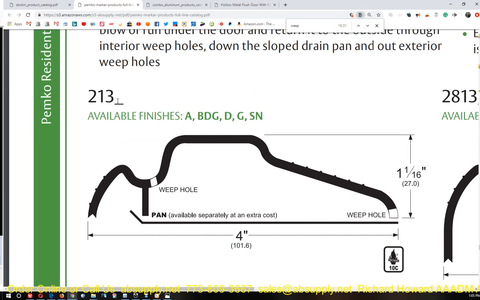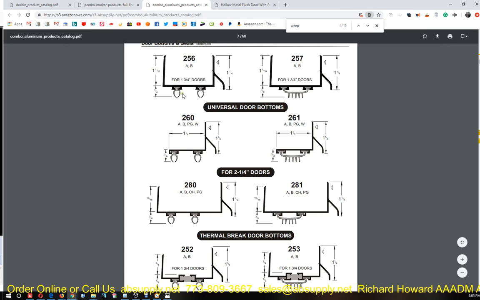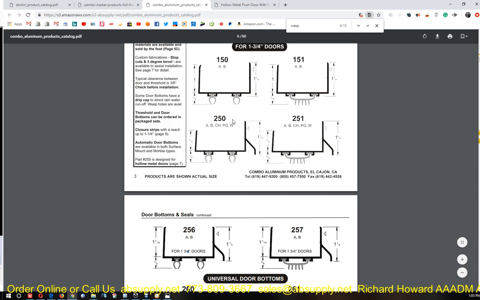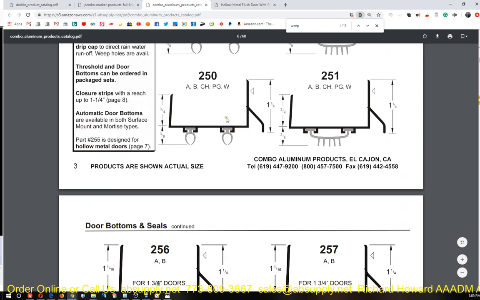So the next concept, they can put weep holes into thresholds, and this is what it looks like. Well, we can also put weep holes into door bottoms. So imagine a weep hole being drilled, and this company is called Combo Aluminum Products, and they make a whole slew of weather stripping. Well, imagine if you put a weep hole in here. You might say to yourself, how is the water going to get underneath there? Maybe drill it back here. Maybe put it up here. Okay, so door bottoms can have weep holes as well.